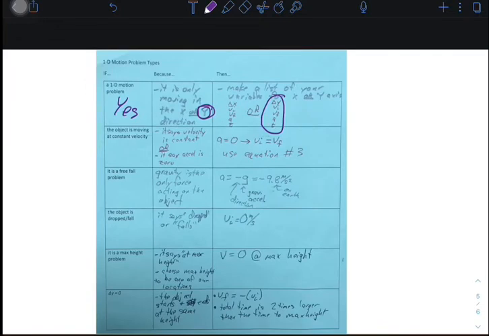Is it a constant velocity? Does it say anything about that? And the answer is no. It doesn't say anything about constant velocity. It doesn't say anything about acceleration. Therefore, that one isn't true.